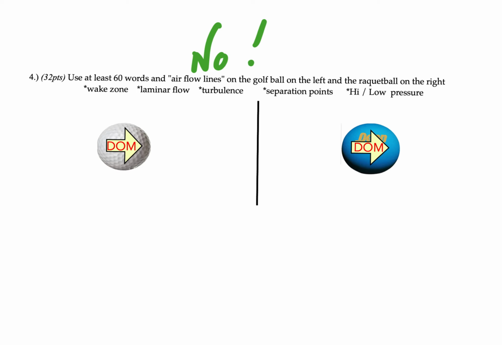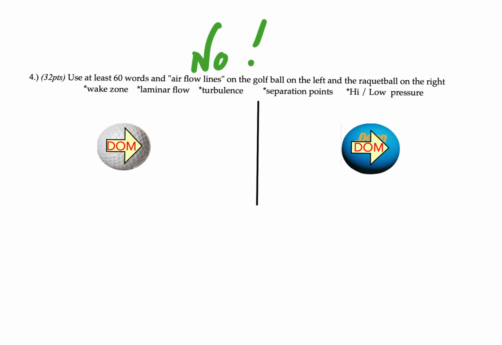This one is not on the black and blue, but the main mistake was people didn't put enough words. They labeled things, or they got it backwards, like they put the wake zone in front of the object instead of behind the object. The idea is you had to have your airflow lines. Basically, look back at what Owen did on the take-home test. We have that key posted, and that's basically what I was looking for here, with some extra words.